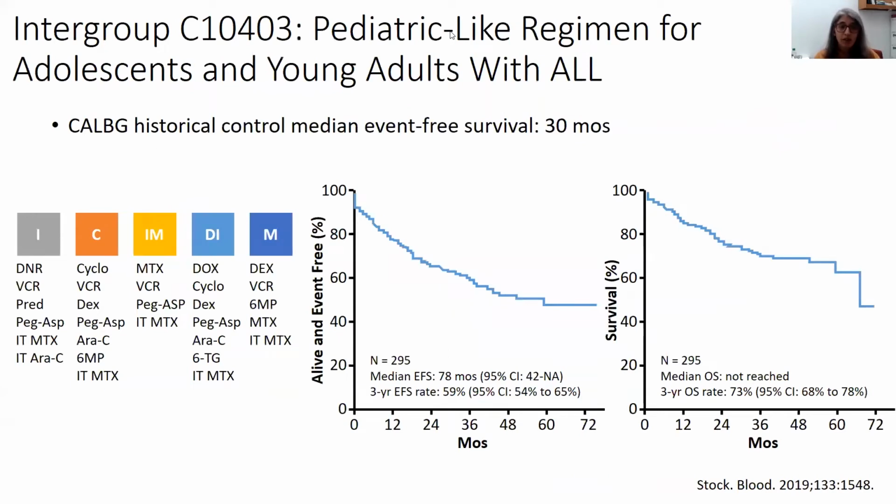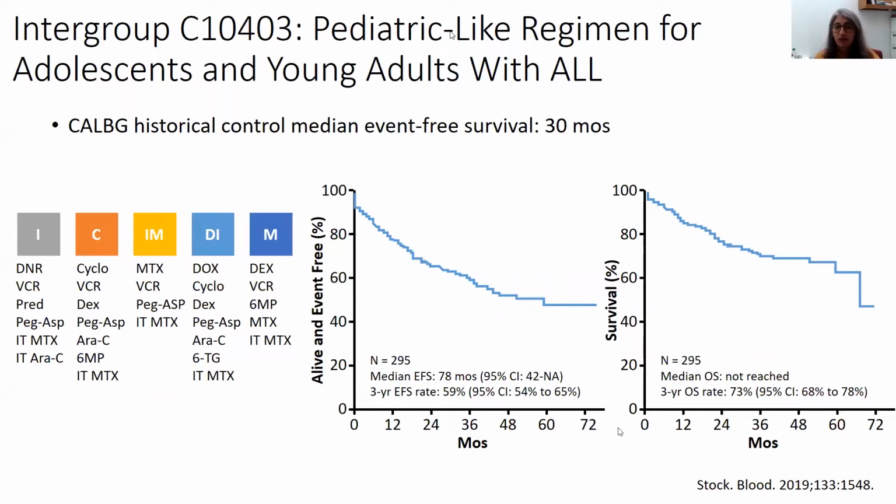The intergroup CLGB have also looked at a pediatric-like regimen in adolescents and young adults. These were all patients between the ages of 15 to 40 years, so it spanned quite a large age group. The protocol is given right here. This was a prospective study.